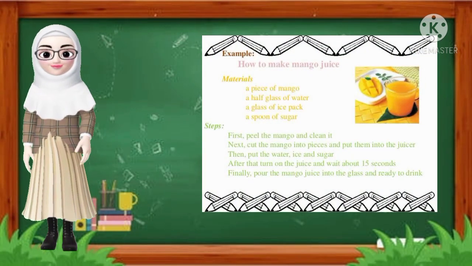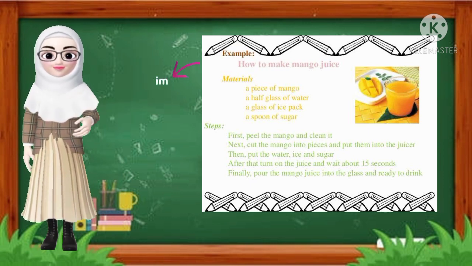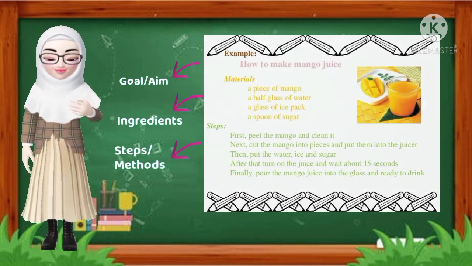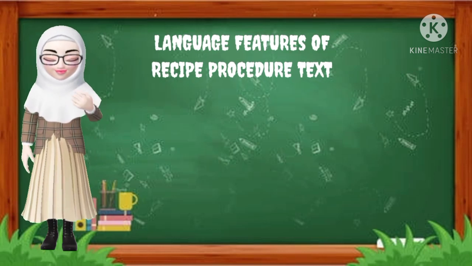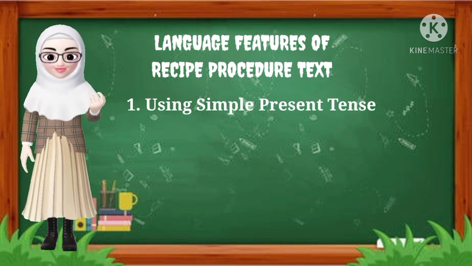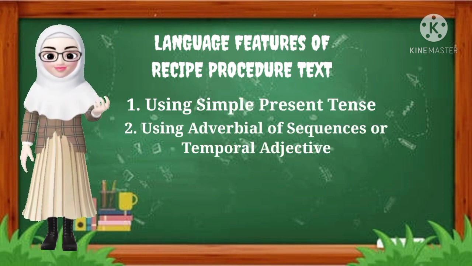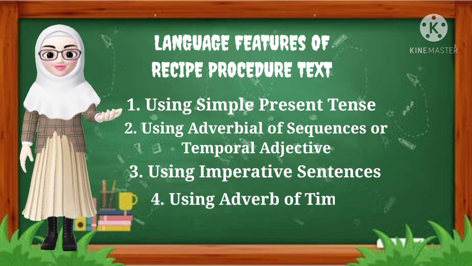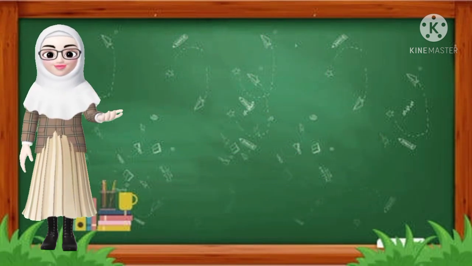Now let's have a look at the structure in this example. Here you can see which is the goal, which part is the ingredients, and which part is the steps or method. The recipe procedure text has several language features. The first is using simple present tense. The second is using adverbial of sequences or temporal adjective. The third is using imperative sentences. And the fourth is using adverb of time.